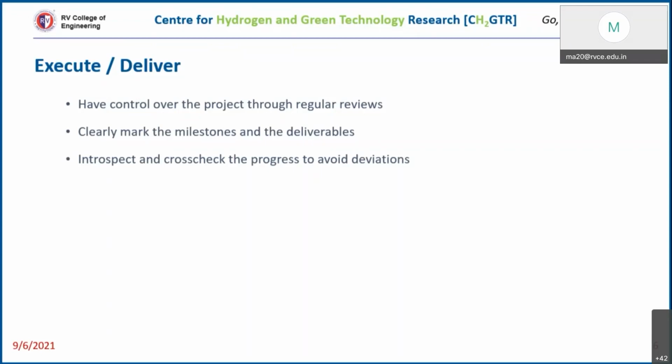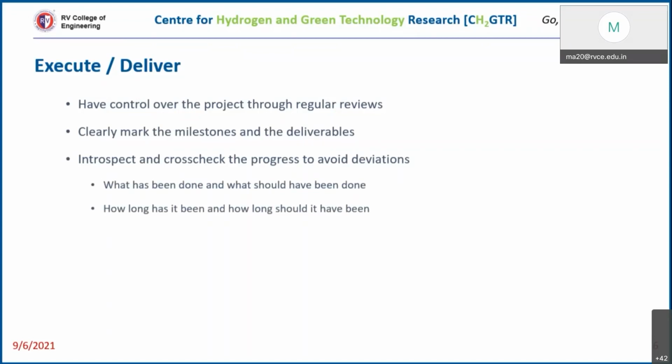So at every milestone, you should cross check whether you are deviating or still going according to your plan. Okay, so what has been done and what should have been done. How long has it been and how long should it have been? So it is a comparison with respect to the plan that you made initially, right? And what were the expenses that you have incurred and what were the expenses that you had planned earlier? So at every point of time, you need to cross check these.